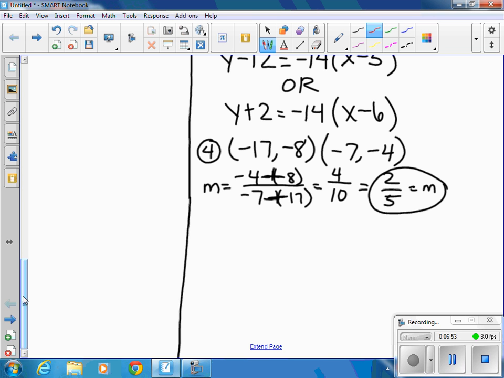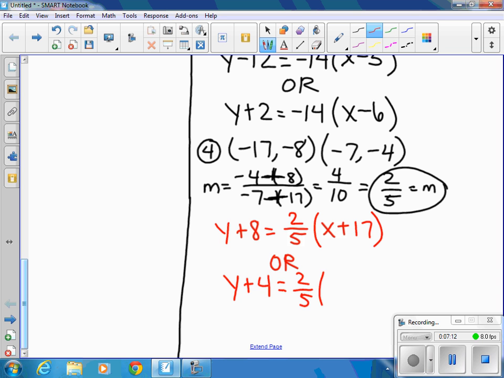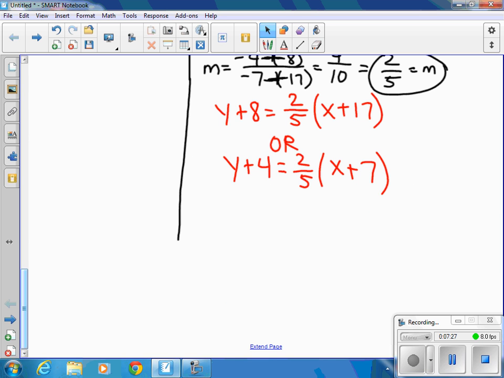Right, so if you choose the first order pair, then your final answer will say y plus 8 equals 2/5, parentheses, x plus 17. And that will get you full credit. If you use the second order pair, then your final answer will say y plus 4 equals 2/5, parentheses, x plus 7. And that one will get you your full credit. So please make sure that whichever order pair you use, that you use it correctly and that your slope is correct. Right? Because if your slope is wrong, then it doesn't matter which order pair you pick, your answer is going to be wrong no matter what. Okay, so be very careful with that slope.